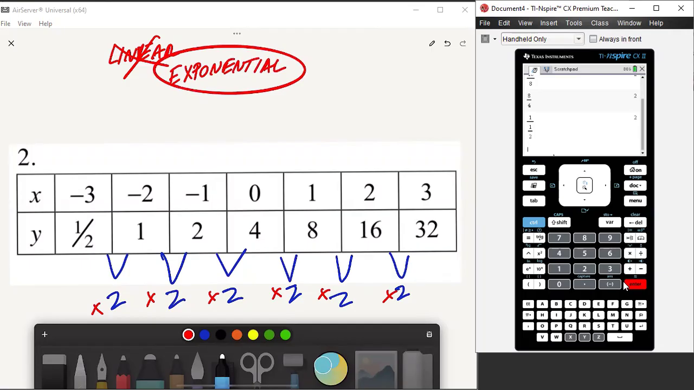That's all you're doing. So you start by subtracting. If the differences are not the same, go to division. So you're going to be dividing 32 by 16, 16 by 8, 8 by 4, 4 by 2, 2 by 1, 1 by 1/2. If those numbers are all the same, it's an exponential function. All right. That's the rule. Now, here's the last one.